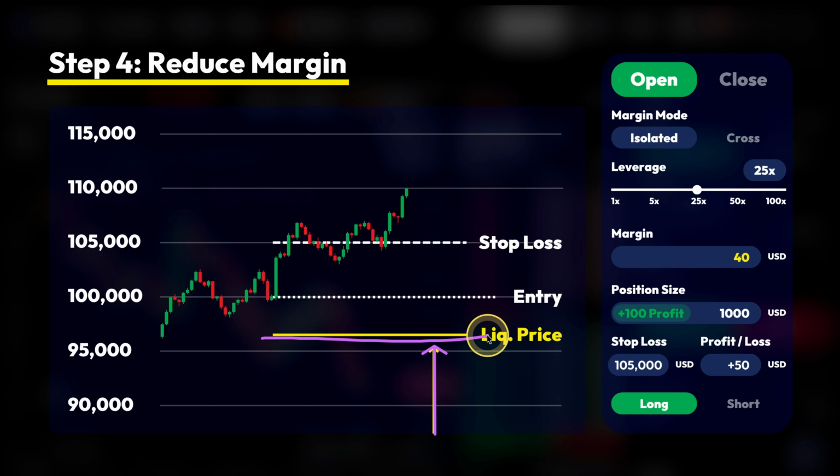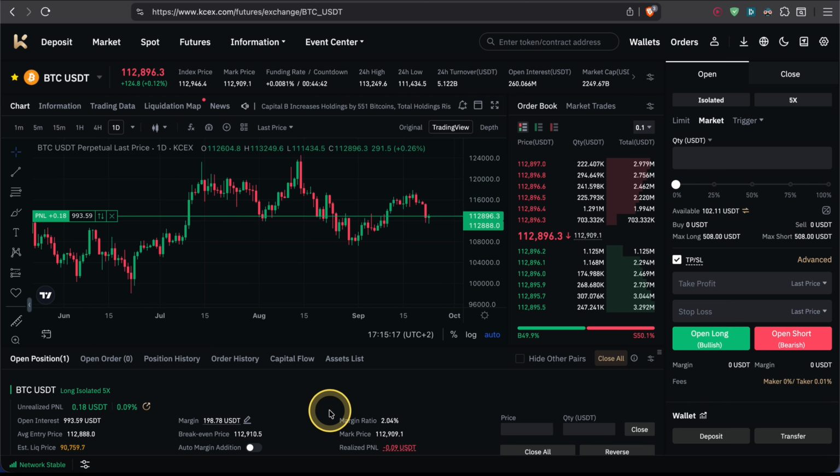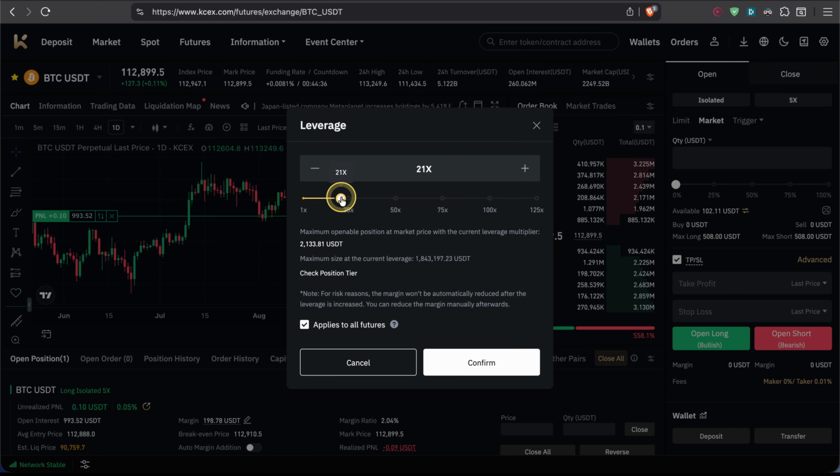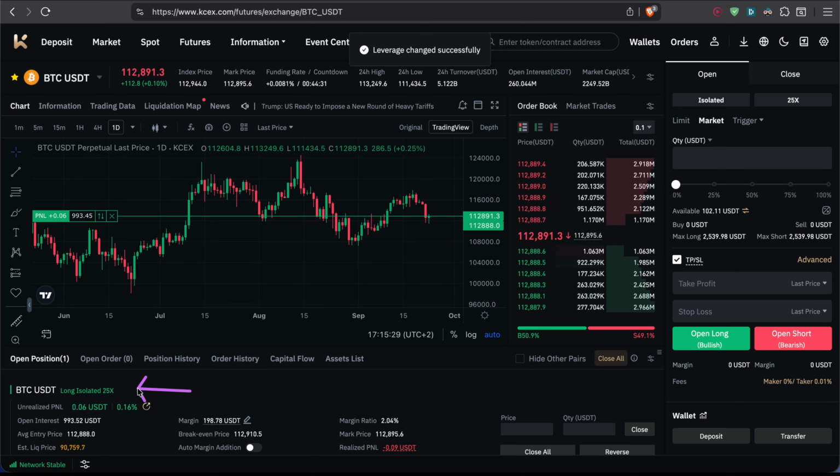But in this case, it doesn't concern us because we've secured ourselves with a stop loss in profit anyways. To increase the leverage of an opened trade on KCEX, we simply go here to the right top, click on here, and let's move this to a 25x leverage and click on confirm. Then you will see it's now increased in here, but our margin of course is still the same.